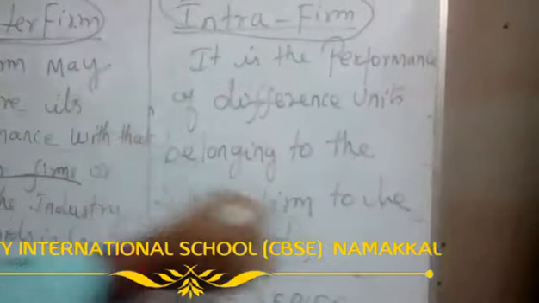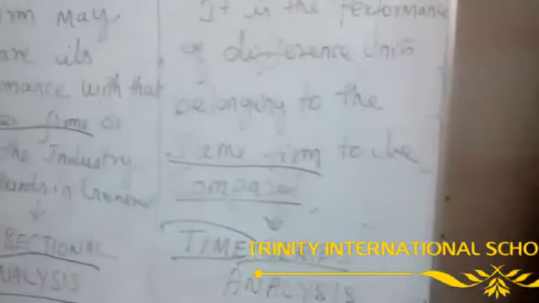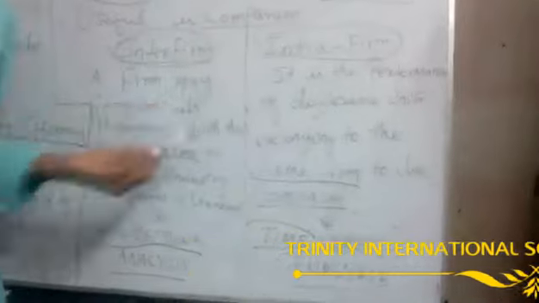Okay. Then intra-firm. It is the performance of different units belonging to the same firm. The same firm, different departments, are compared. That's what is called intra-firm, within the firm. It is also called time series analysis. So here it is cross-sectional analysis, and here time series analysis. That is very important for accounting ratio. Intra-firm comparison is very important. Based upon it, the company will take remedial action for weaknesses.